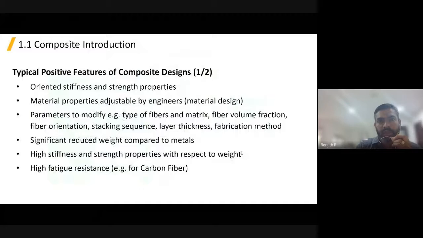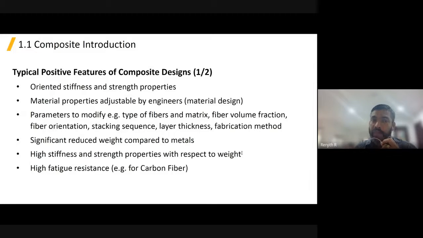And the positive features of composite designs are their oriented stiffness and strength properties, because we can create the stiffness and strength in the required directions, and we can also adjust material properties like Young's modulus and Poisson's ratio if we alter the constituent materials. And we can also modify parameters like the fiber volume fraction, the layer thickness, and the stacking sequence. All those things we can modify. That is not possible with conventional materials.